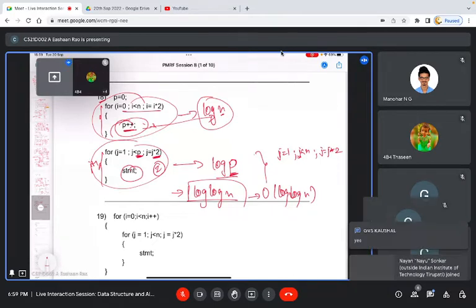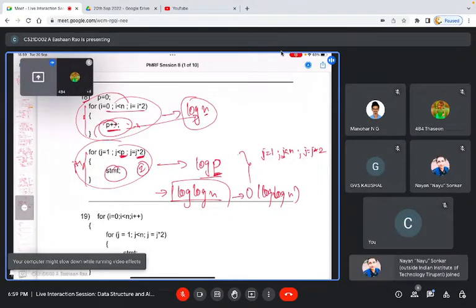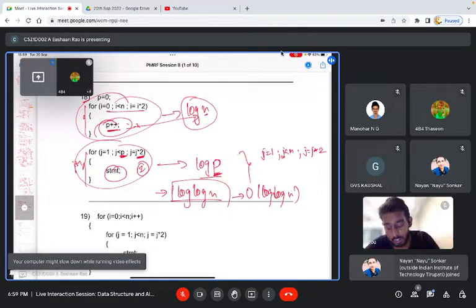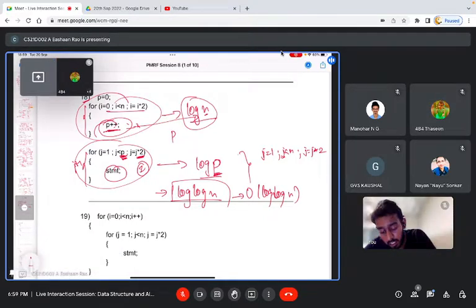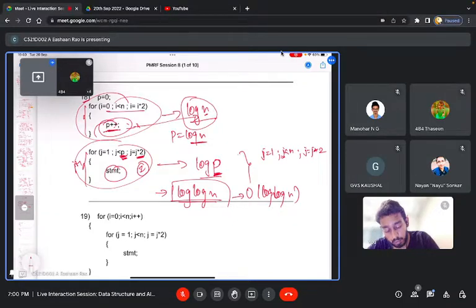Since they're interrelated, we have to identify which variable is actually influencing. In this case, the p value is influencing the jth value. If this function is going to run for log n time, then the actual value will be p equal to log n, and this function is going to run for log p time. We just put log n into this value, so it will become log of n. That's how you get the time complexity of this function.